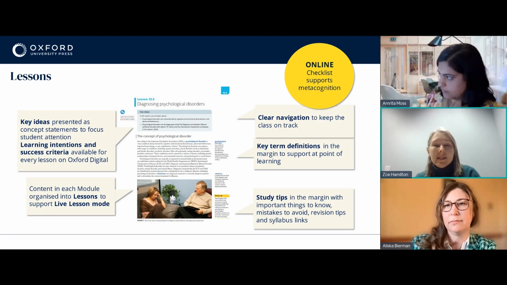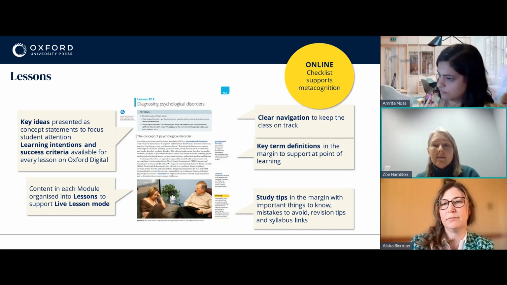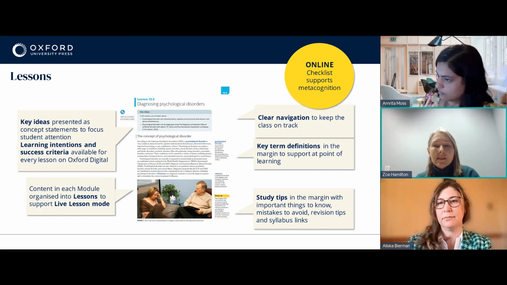So your students can assess how they're going with the work, if they're feeling confident or not. You see that as well in your teacher dashboard, and that can give you a heads up that someone's not feeling great, but that might not match with their actual results. So you can have a chat in that case if you need to with your students. The other things are not new here. We've got key term definitions in the margins and study tips.